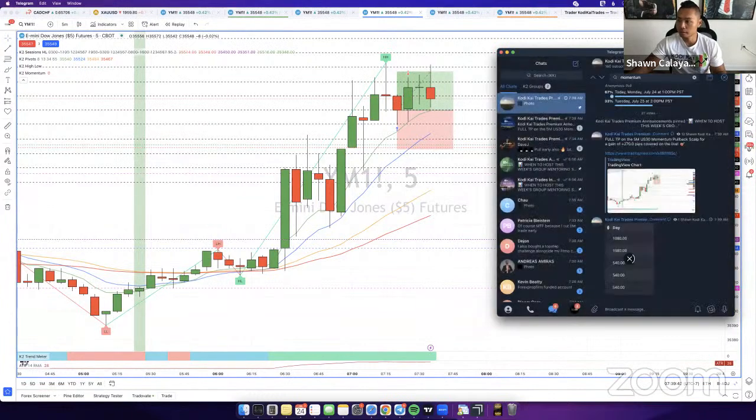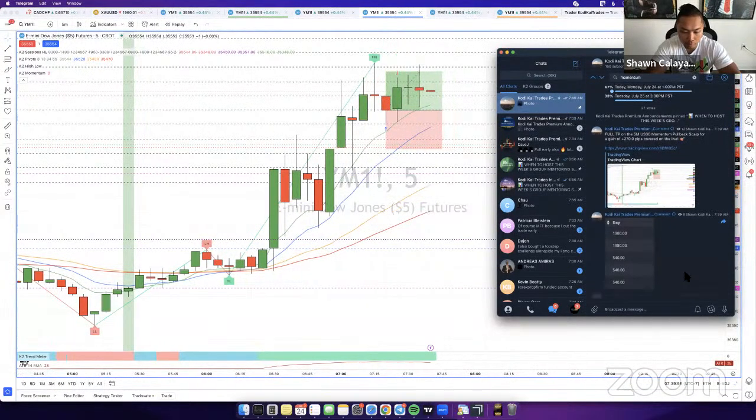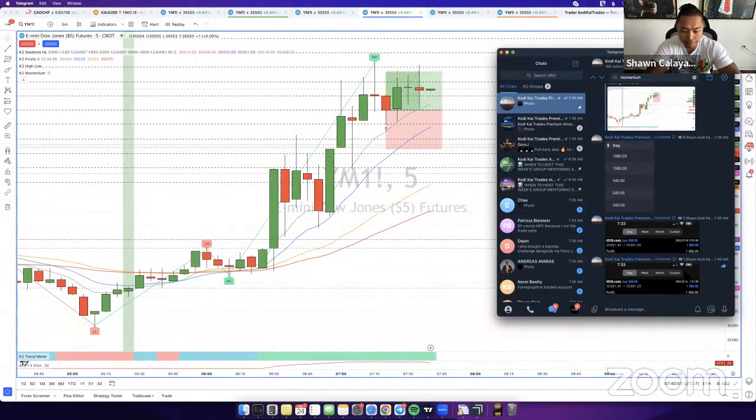So here's mine right there. All right, let me just post up my profits real quick and we'll go over everyone else's profits. We're still looking for entries here, guys, but the market, as you can see, is not really moving too smoothly. It's moving kind of sideways a bit.